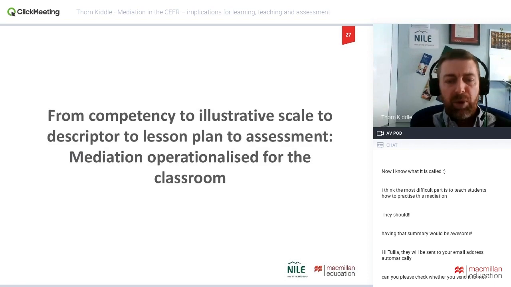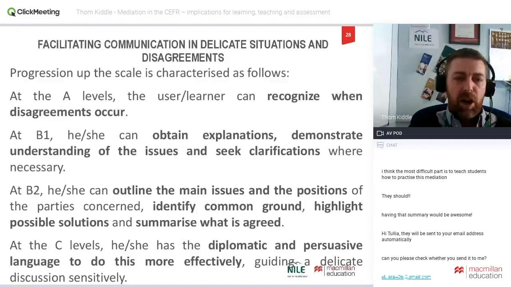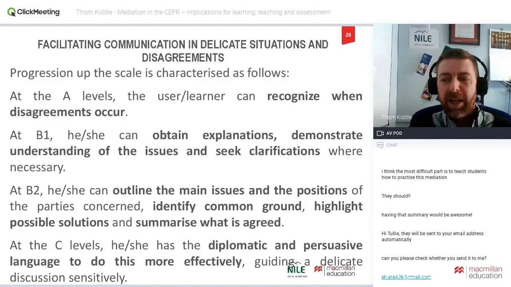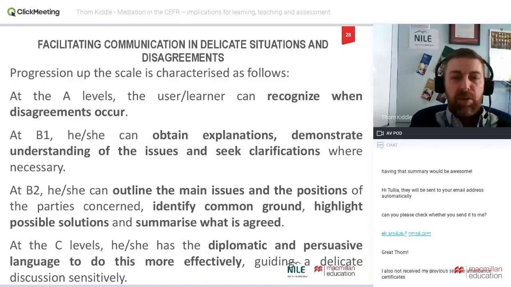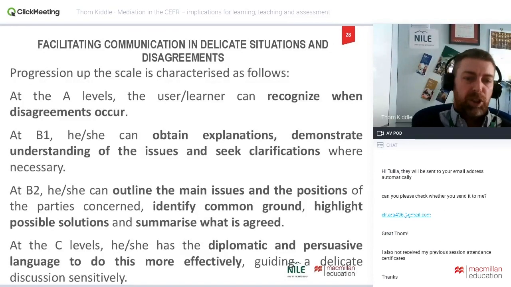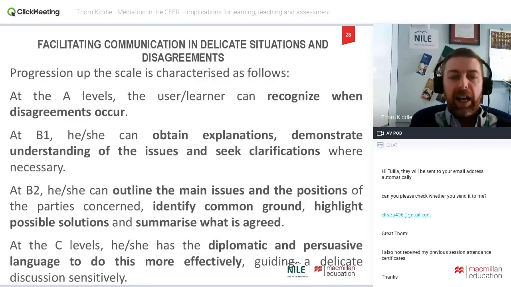So I'm going to give you a little run through of this process in operation. Let's say we're going from competency, and I've described that we're going to look at the mediation competency, which is called facilitating communication in delicate situations and agreements. This is one of the scales in the companion volume under mediation. At the A levels, essentially learners can recognize that there's a disagreement happening. At the B levels, they can find out why that's happening, show that they understand the differences of opinion, and get more information from them.